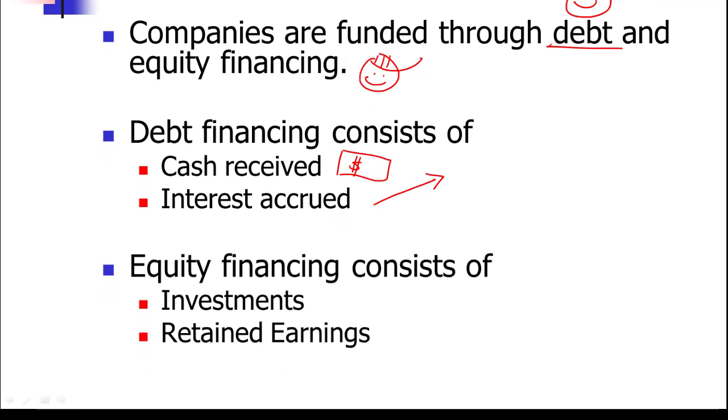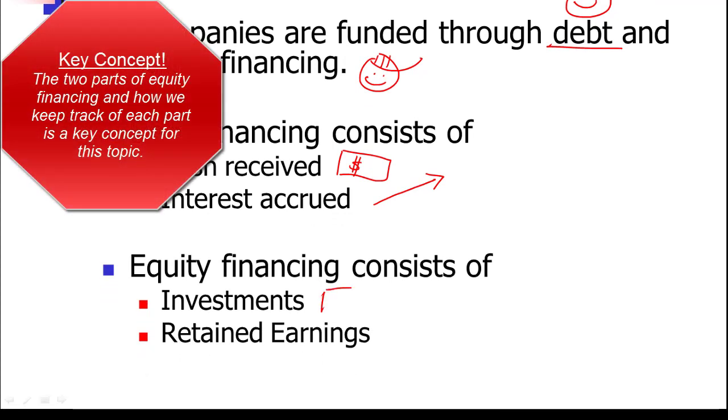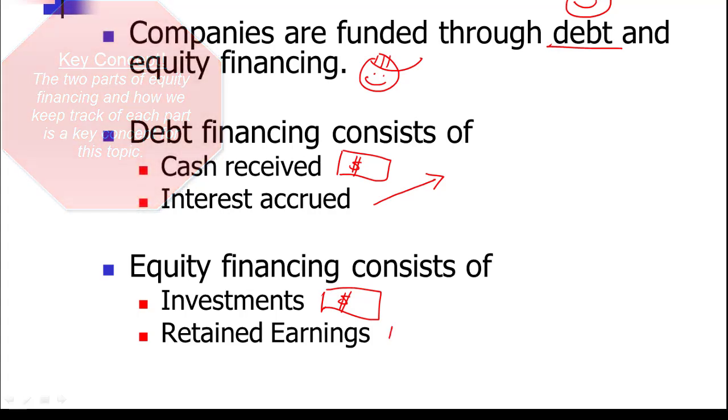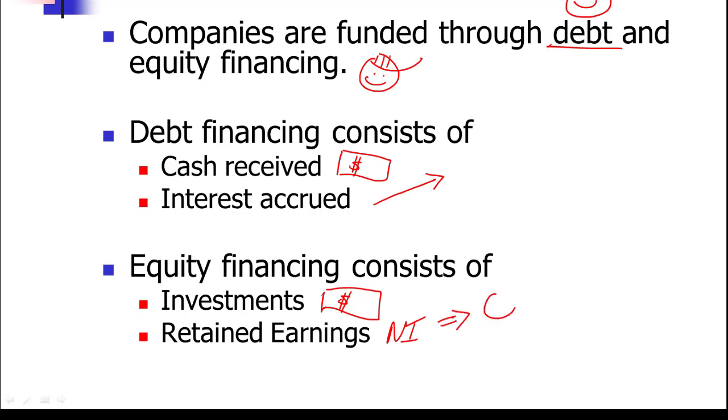Equity also consists of two parts. Again, there's the money that they've given to us. We call those their investments. And then there's the retained earnings. So at the end of every period, we calculate a profit, a net income. And we have a choice with that net income. We can give it to the investors. That makes them happy. Or we can keep it in the business.